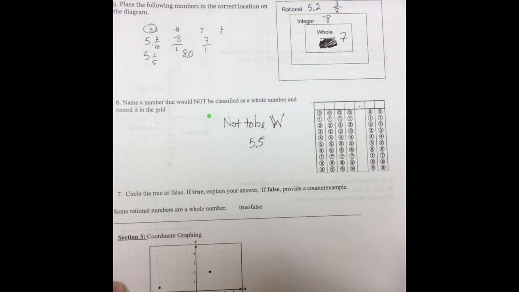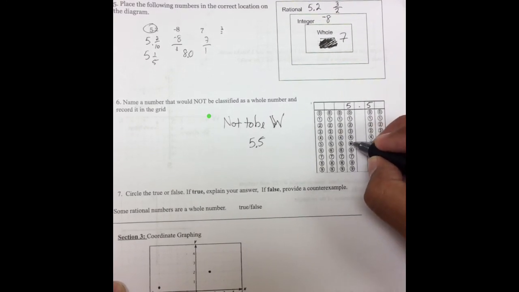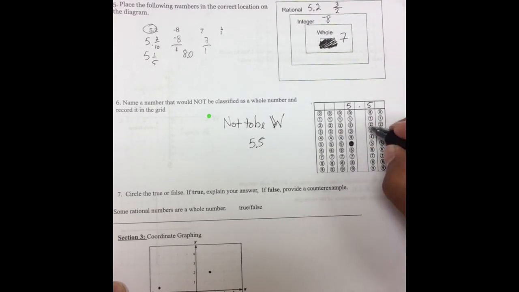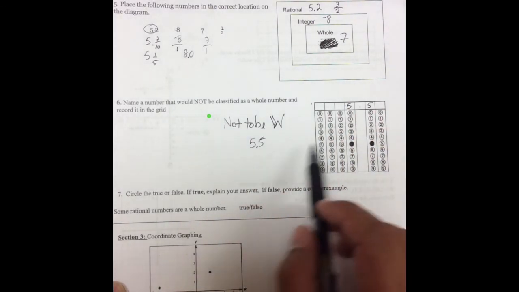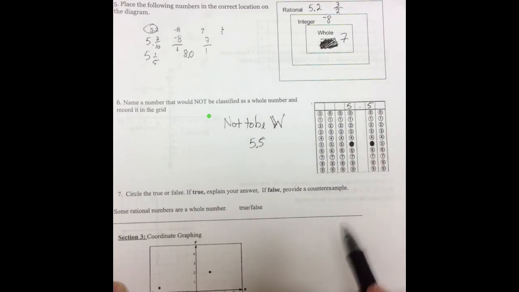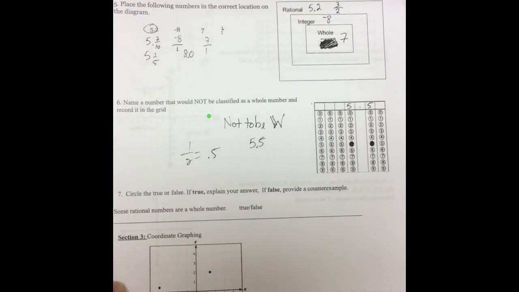number that cannot be classified as a whole number and record it. So we're going to record it on the grid here. 5.5, 5 5/10. Color in our gridable. Now you could have given a lot of different numbers. You could have given me any decimal, any fraction, but we don't have a way to write a fraction on here, so we would have to convert it to a decimal. 1/2 is 5/10. Okay.